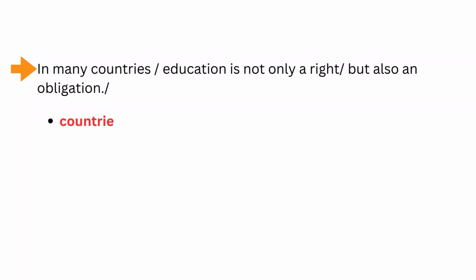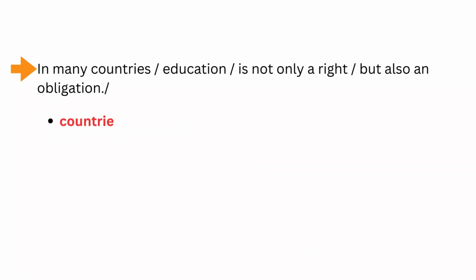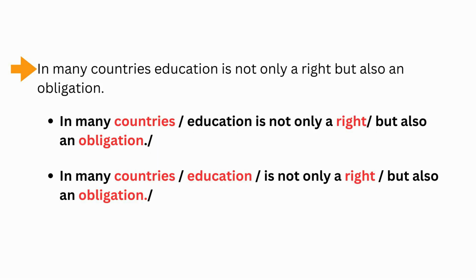And lastly, let's see this sentence. You can see we have the focus words as countries, right and obligation. In many countries, education is not only a right but also an obligation. And in this one, we have 4 focus words: countries, education, right and obligation. So we can say it as, in many countries, education is not only a right but also an obligation.